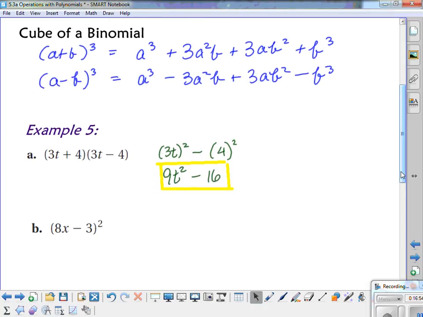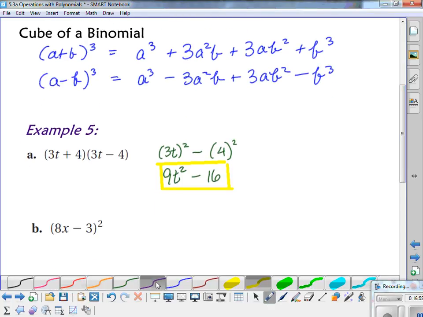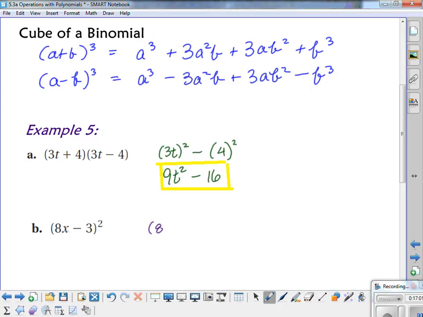All right, so the next one, we've got the square of a binomial. So it's a squared, so that's my 8x squared, minus 2ab plus b squared. So I get 64x squared minus 2 times 8 is 16 times 3 is 48. So minus 48x, and then plus 9.